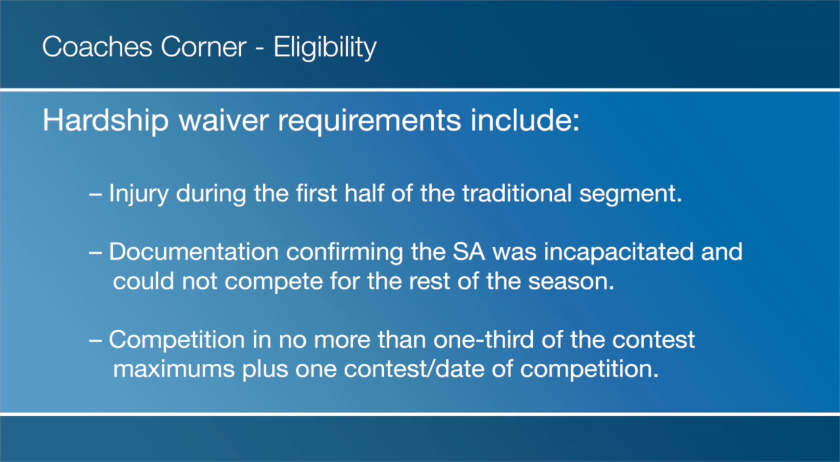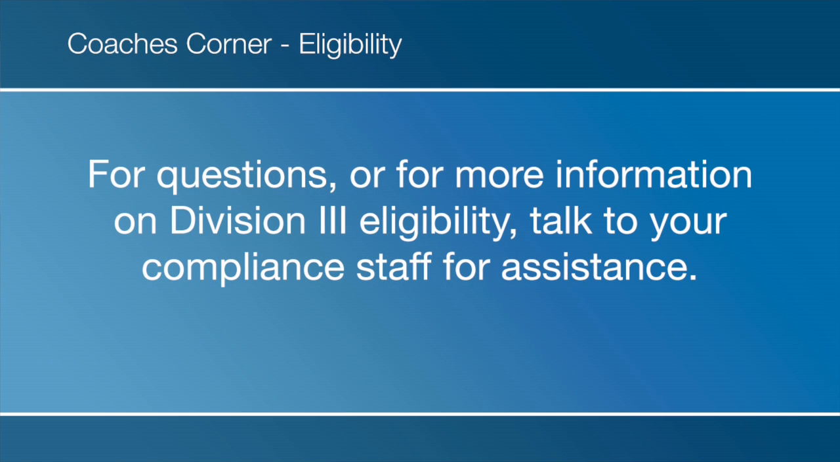Second, you must have evidence and documents from a medical doctor that the student athlete was incapacitated for the remainder of the season and could not compete. Finally, the student athlete cannot receive a waiver if he or she competes in more than 1/3 of the contest maximums for that sport, plus 1 additional contest or date of competition. A helpful chart is located at the back of Bylaw 14 that gives you the target numbers for each sport. For questions or to get more information on Division III eligibility, talk to your institution's compliance staff for assistance.